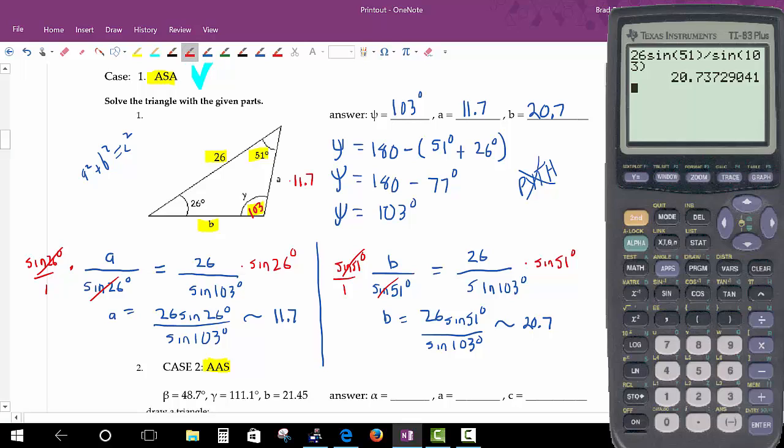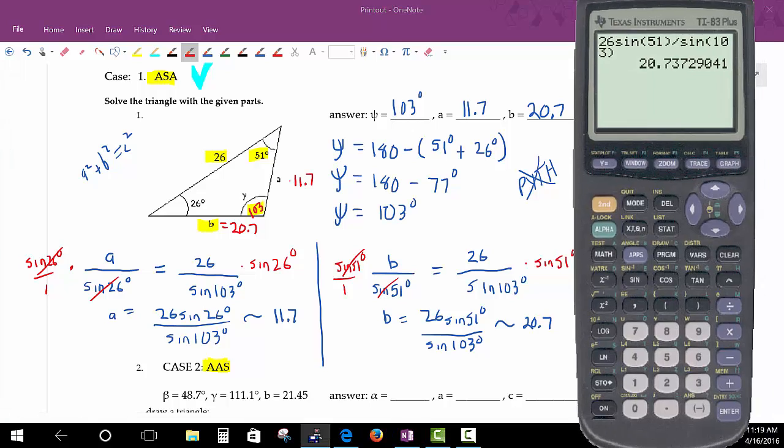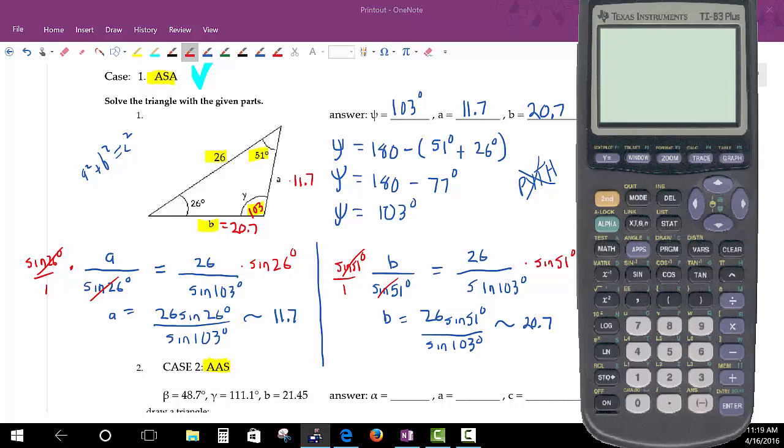One thing I like to do and try to get students to do on these problems is see if your answers make any sense to you. One thing I see on here is the biggest angle, 103, has the biggest opposite side. The smallest angle, 26, has the smallest side. So that's logical, but then what you want to do to verify this is just do the law of sines. So watch how I do this.